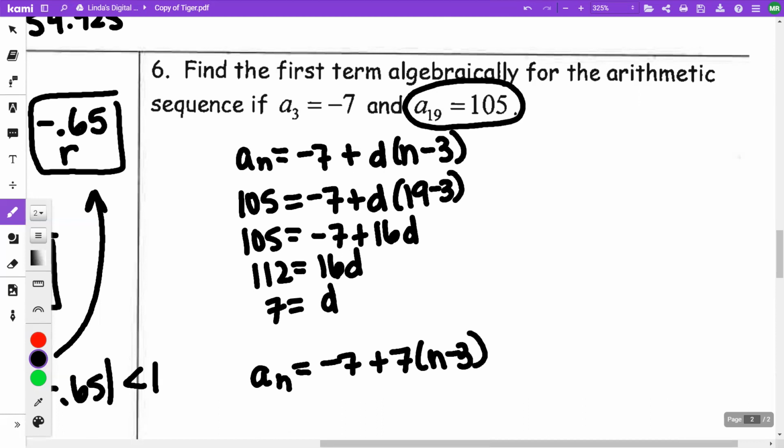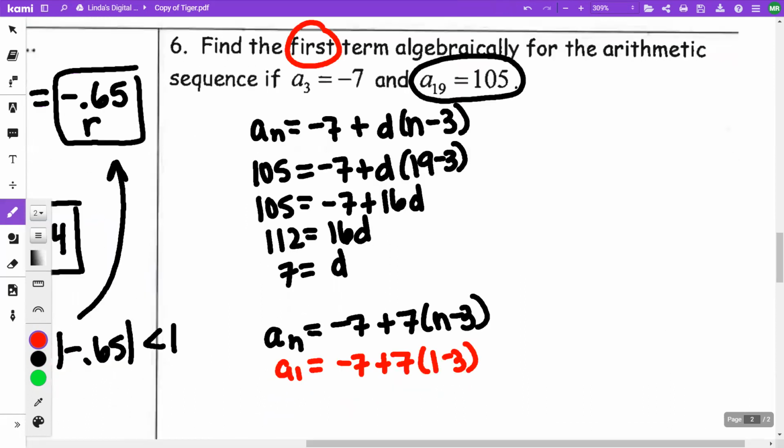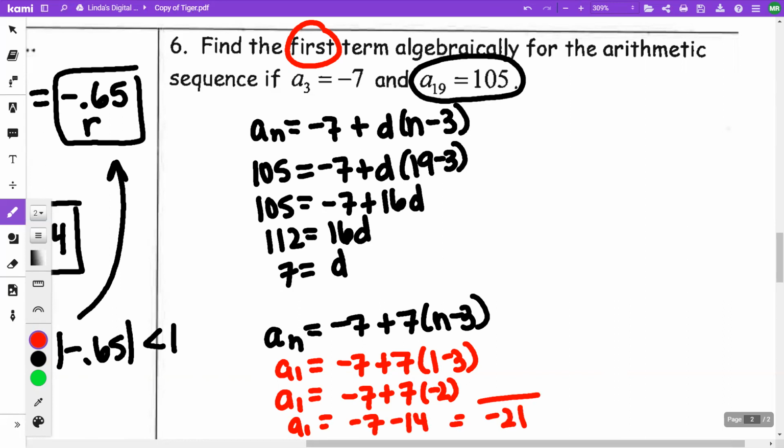That's our equation. Since I want to find the first term, I'm going to put in a 1. So a sub 1 is equal to -7 plus 7 times 1 minus 3. So that means a sub 1 is equal to -7 plus 7 times -2. So I'm going to get -7 minus 14, which is -21. And that's going to be your first term.